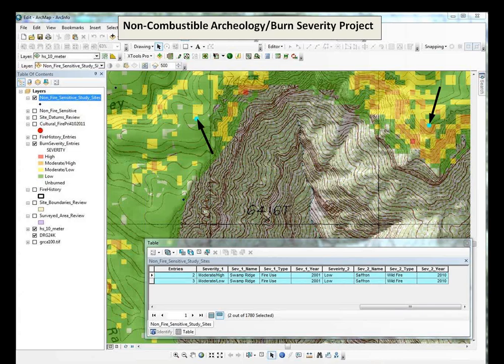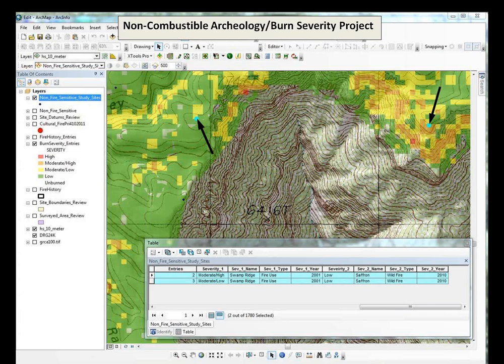So on this screenshot I have right up here, you're looking at two archaeological sites. I have the arrows pointing to them and they're highlighted. And both of these sites burned twice. Both sites burned in 2001 and then again in 2010. And one of these sites burned in moderate, high, and then low, and the other site burned in moderate, low, and then low again. And again, the idea was, did the first fire offer some level of protection to this site?